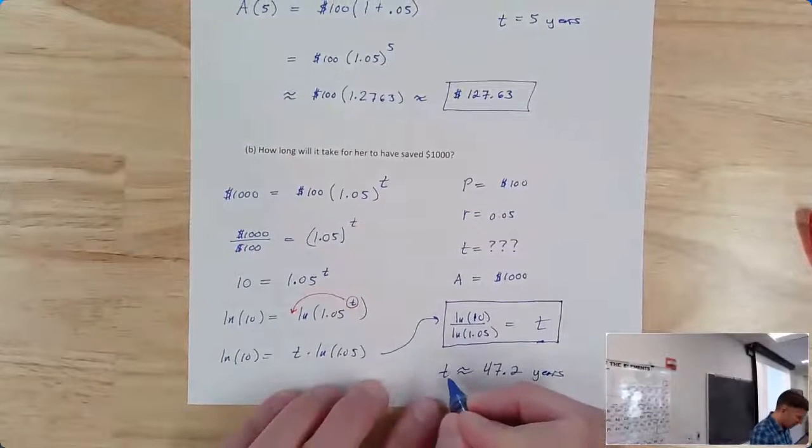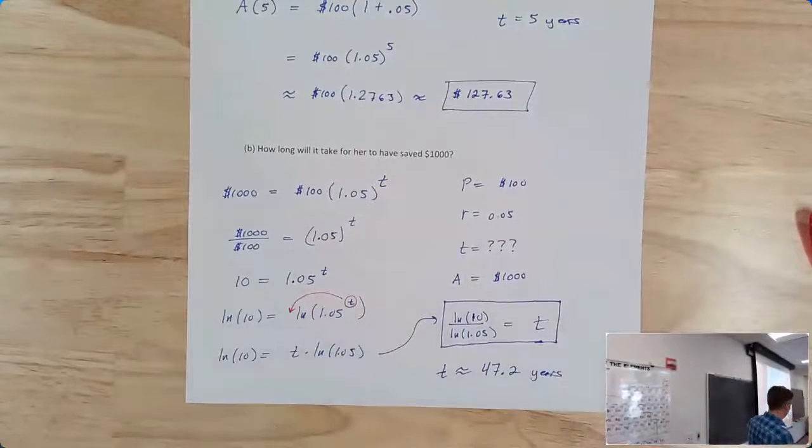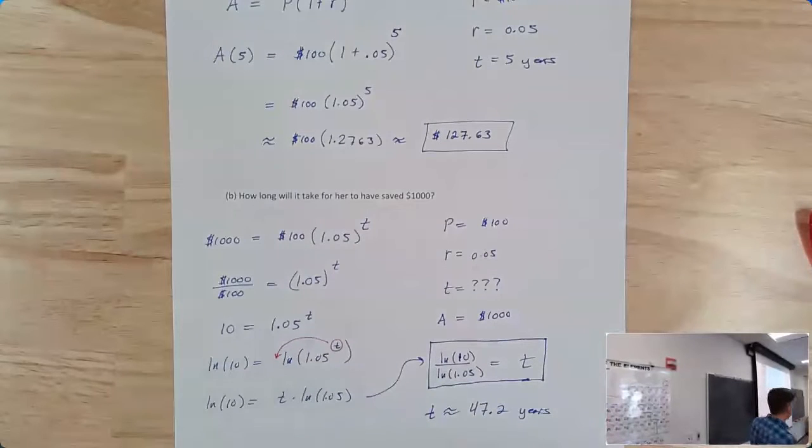Which doesn't seem unreasonable considering we're asking how long it takes for her money to multiply by 10 times, and it's earning 5% every year. It's going to take a while. Okay, so I would encourage you all that if you have a question like this, definitely do find the decimal approximation using a calculator, even though it might not have asked you to specifically do that.